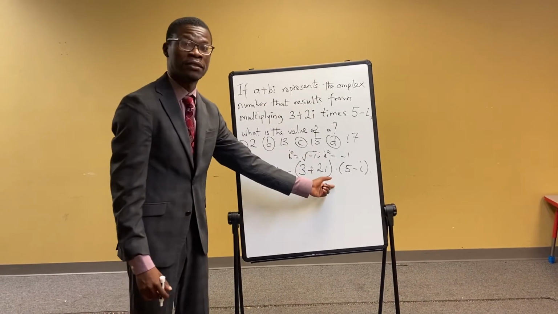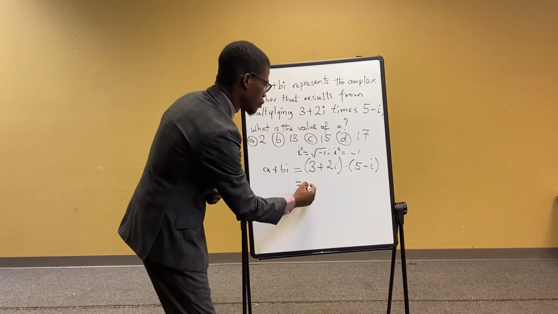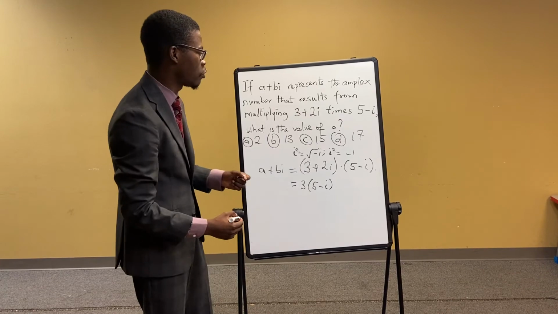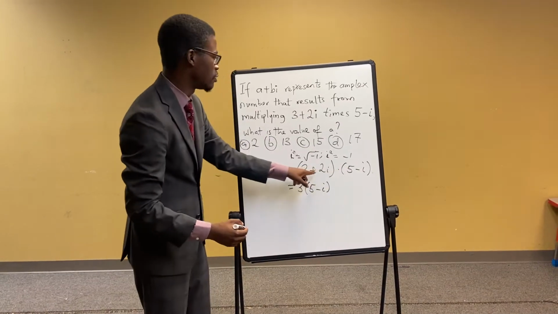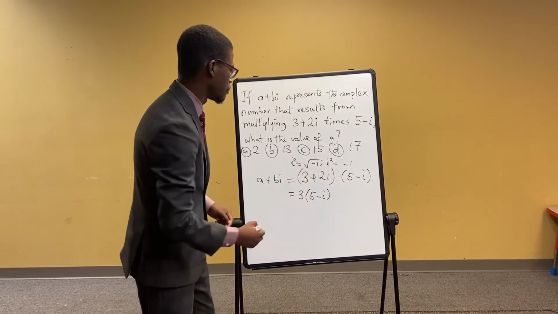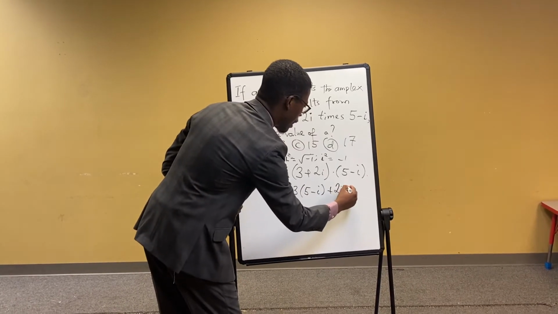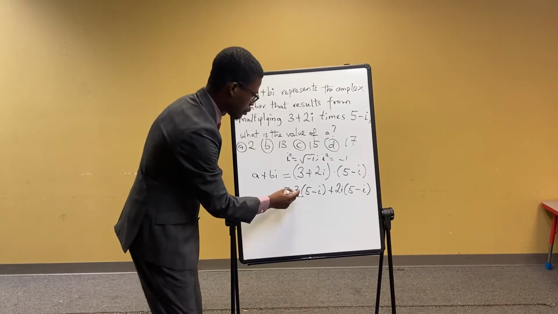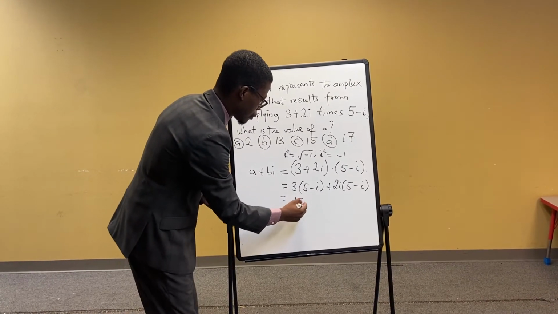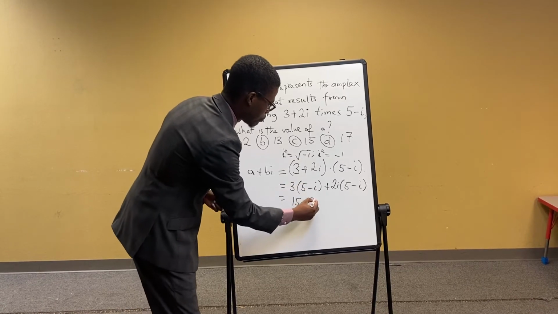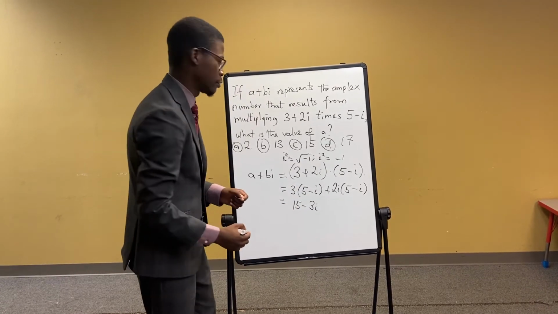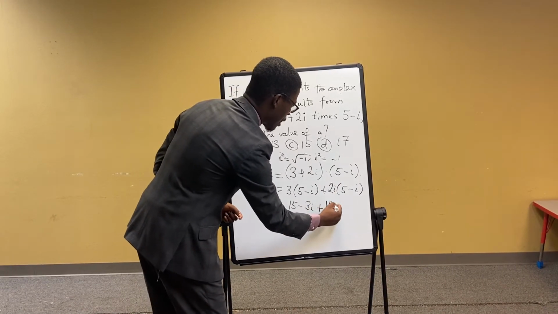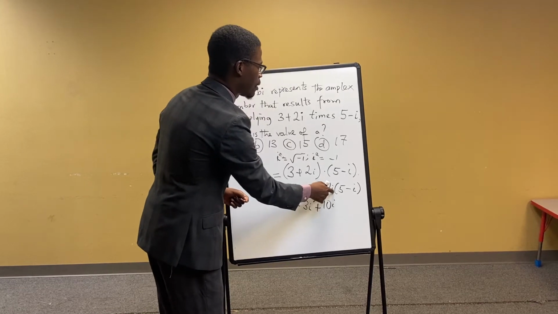So let's expand this. This becomes 3 times (5 minus i), using what you know as the FOIL operation. This multiplies by this, then this multiplies by this. Then plus 2i multiplied by (5 minus i). So this becomes 3 times 5 is 15. 3 times minus i is minus 3i, or negative 3i. Then plus 2i times 5 is plus 10i. Then plus 2i times negative i.